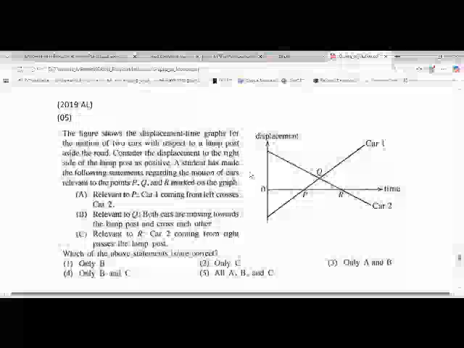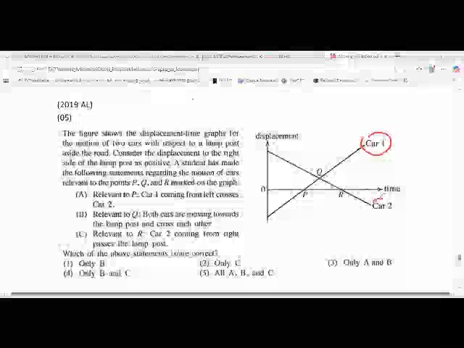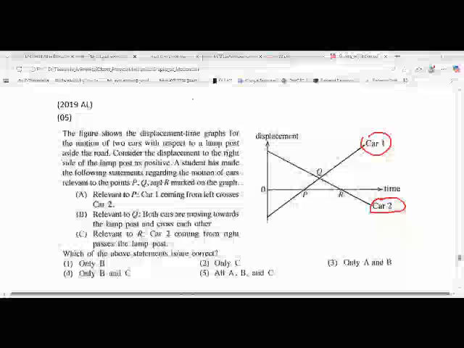If you consider this couple of graphs to represent two cars, this first graph represents car 1, then the second graph represents car 2. Then if you consider the first car, it is moving to the right side.